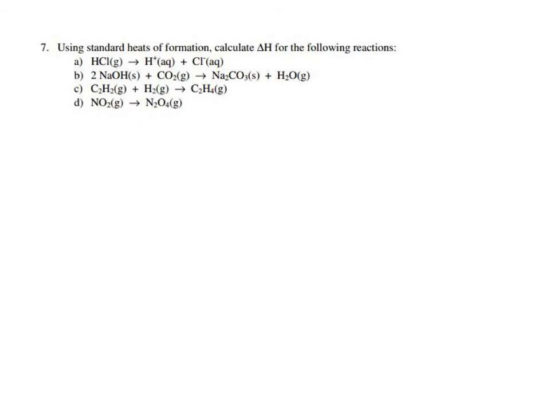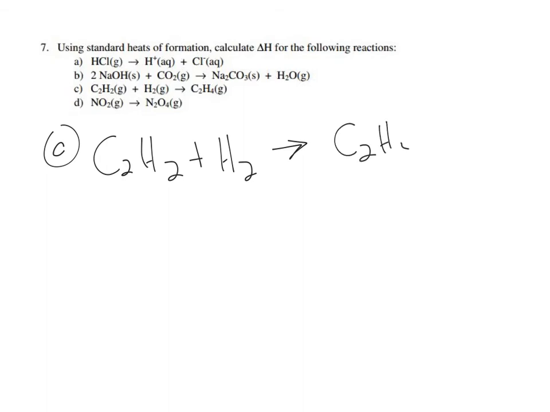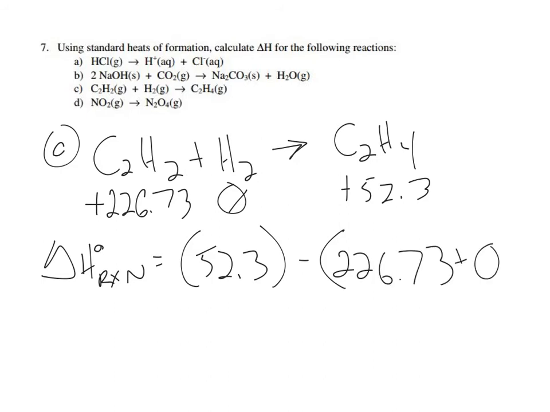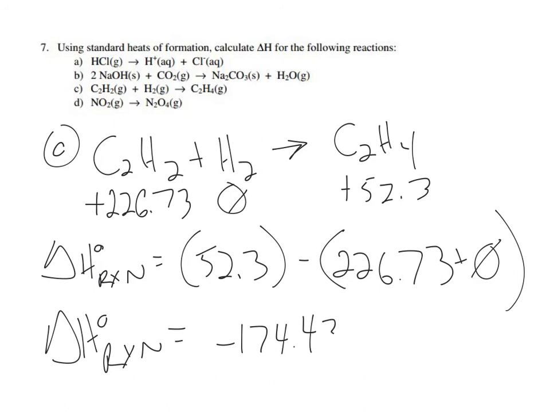Next one: C2H2 combines with H2 to form C2H4. Everything here is in the gas state. Hydrogen gas, an elemental gas, has 0 heat of formation. The heat of formation of C2H2 is 226.73, and the heat of formation of the product is 52.3. So the overall heat of the reaction is equal to the products, 52.3, in this case there's just one product, minus 226.73 plus 0, which means that the heat of reaction is negative 174.43 kilojoules.